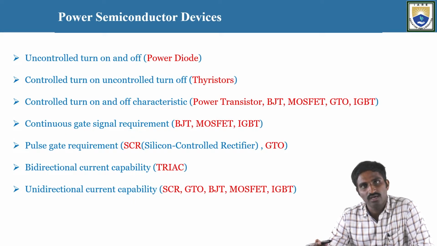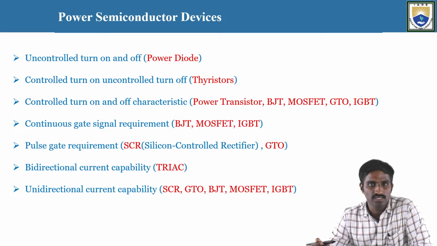When coming to the thyristor or SCR, there is controlled turn on and uncontrolled turn off, which means the turn on we can control, at what instant we turn on, that is also controllable. That's why it is semi-controlled, but the turn off we cannot control. Then the power transistor, BJT, MOSFET, GTO and IGBT have controlled turn on as well as controlled turn off characteristics, which means we can control the turn on and turn off by means of a signal. Another thing: the BJT, MOSFET and IGBT need a continuous gate signal to turn on.